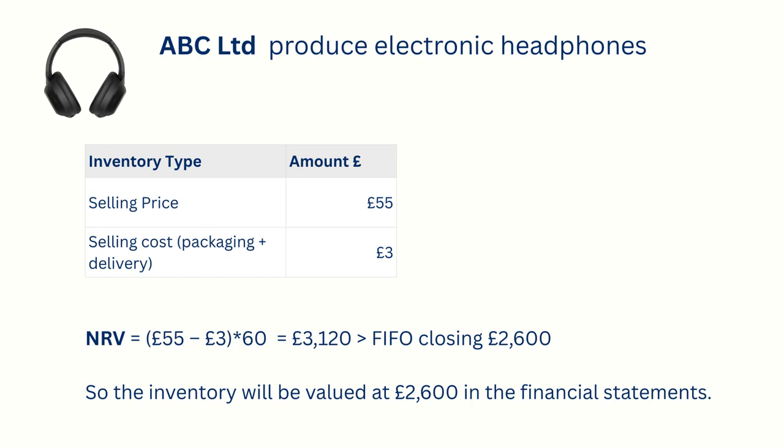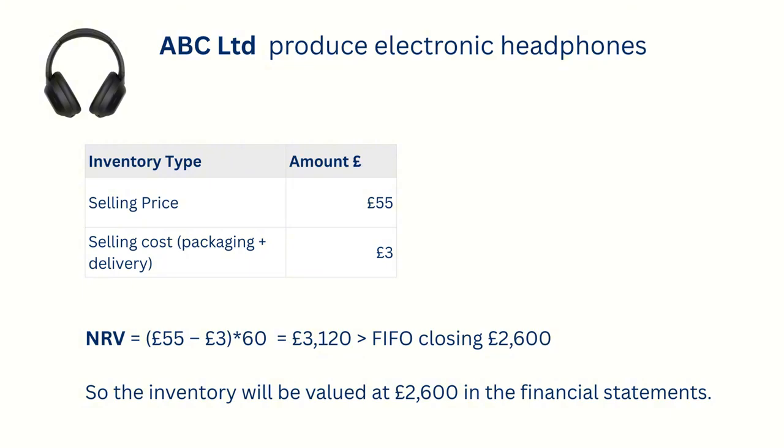The selling price per unit is £55, and the business will incur £3 of costs to sell each unit. This might include packaging, delivery, commission, or other selling costs. So the net realizable value per unit is £55 minus £3, which is £52. For the 60 units we have in closing inventory, the total net realizable value is £3,120.